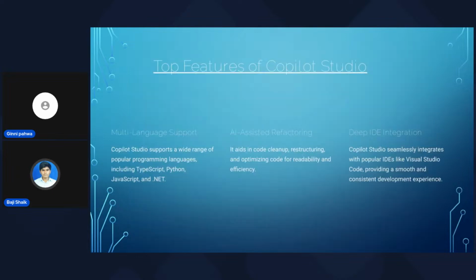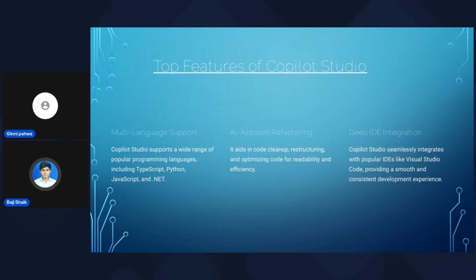So now we have seen a little demo on this. So let's go to the next slide. What are the top features of Copilot Studio? Here we can see the top three features. One is multi-language support. Copilot Studio supports a wide range of popular languages, like Python, TypeScript, Java, JavaScript, and .NET also. So Copilot does not belong to any specific programming language. We can use Copilot for various programming languages as per your needs.